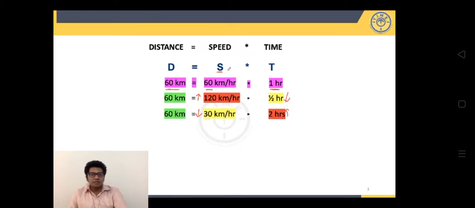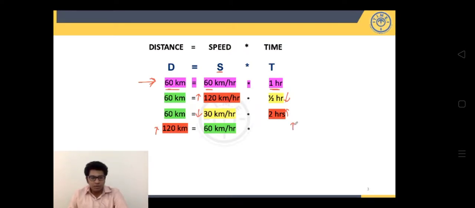Now, let's fix the other parameter. Let's say speed is fixed, say 60. This is my initial case. Okay, so I'll just fix this. So now speed is fixed. So speed is 60 kilometers per hour. Now I have to travel only 60 kilometers per hour. If I'm traveling 120 kilometers, now the distance is increased. So what will be the time? So for a constant speed, if the distance is increased, the time will increase.